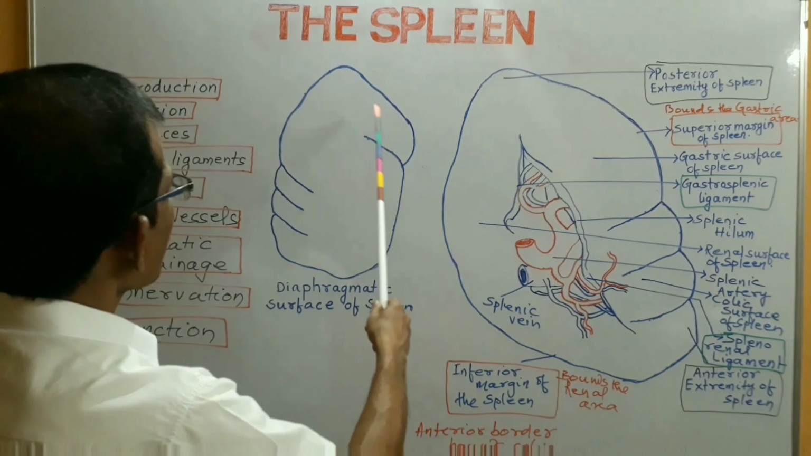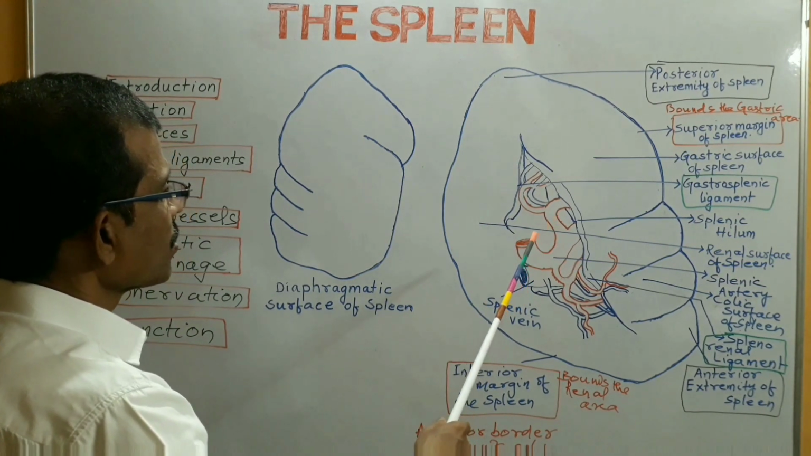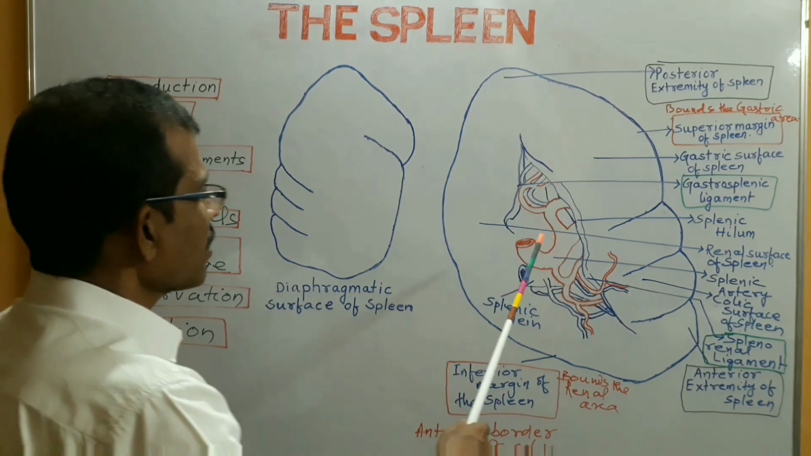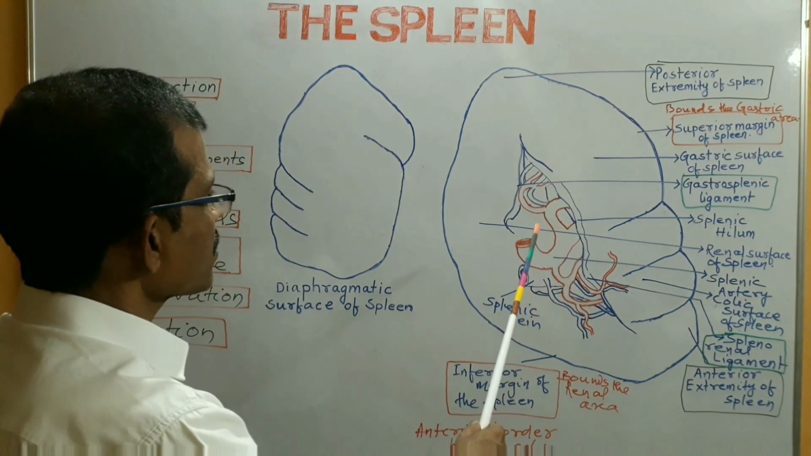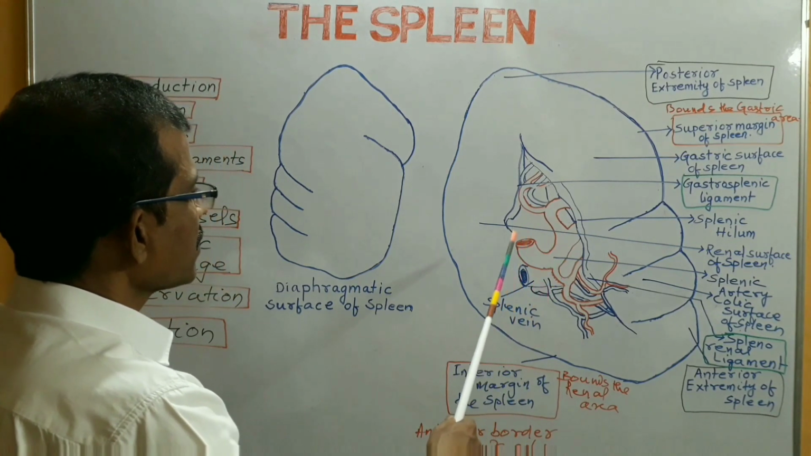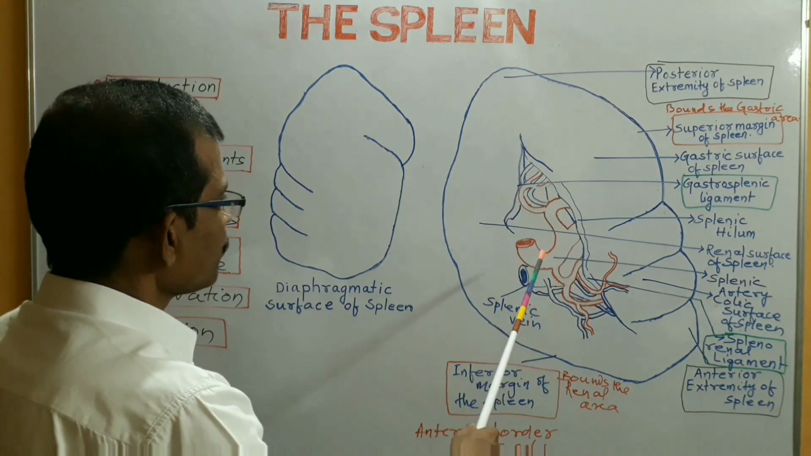The medial surface of the spleen has three areas of impression. The gastric area is the impression of the stomach, the renal area is the impression of the left kidney, whereas the colic area is the impression of the left colic flexure.